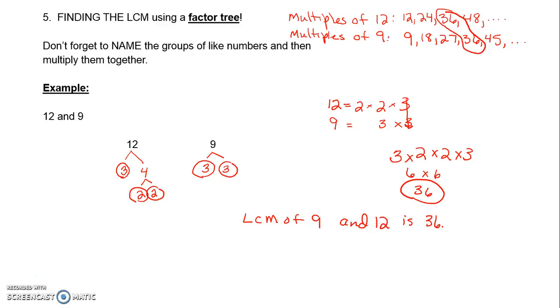So you could write out the multiples if you want. Might take you a long time, but you could also use your factor tree. Just keep in mind, when they have a common factor, you just bring down that common factor, then you do have to multiply by every other factor.